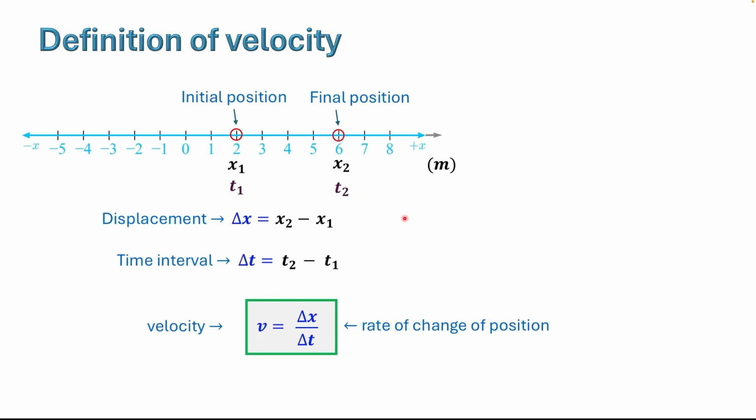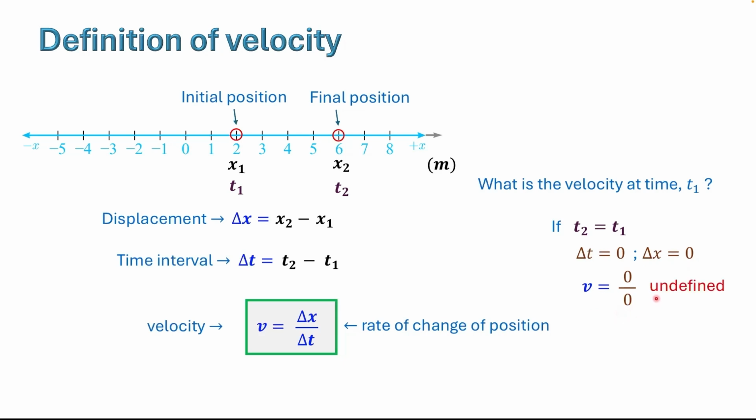Now, if you want to find the velocity at an instant of time or a moment of time, you need to take t2 equal to t1. Then we will have only one time, which is t1. And the velocity at t1 is called instantaneous velocity. But if t2 is equal to t1, then delta t is 0, and delta x is 0. And the velocity will be 0 divided by 0, which is undefined. So, you cannot take t2 as equal to t1.